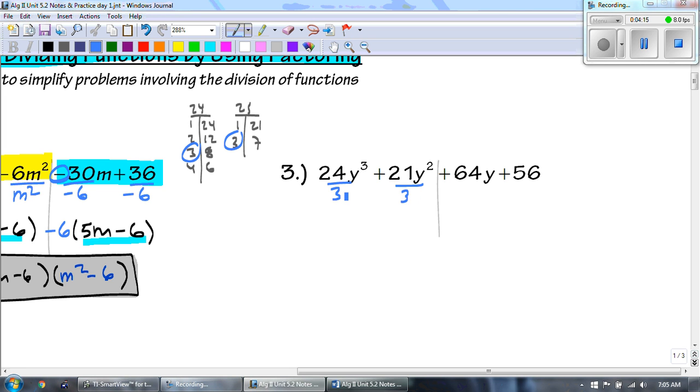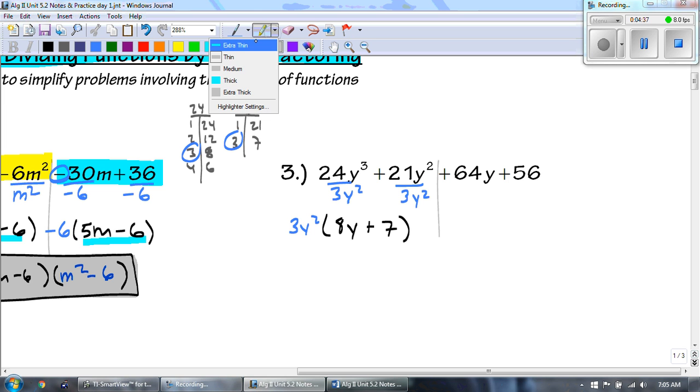Okay, and it's going to be 3y squared. So 3y squared comes out front. 24 divided by 3 is 8. y cubed divided by y squared is just y. 21 divided by 3 is 7, and the y squareds cancel. So that was our first group.